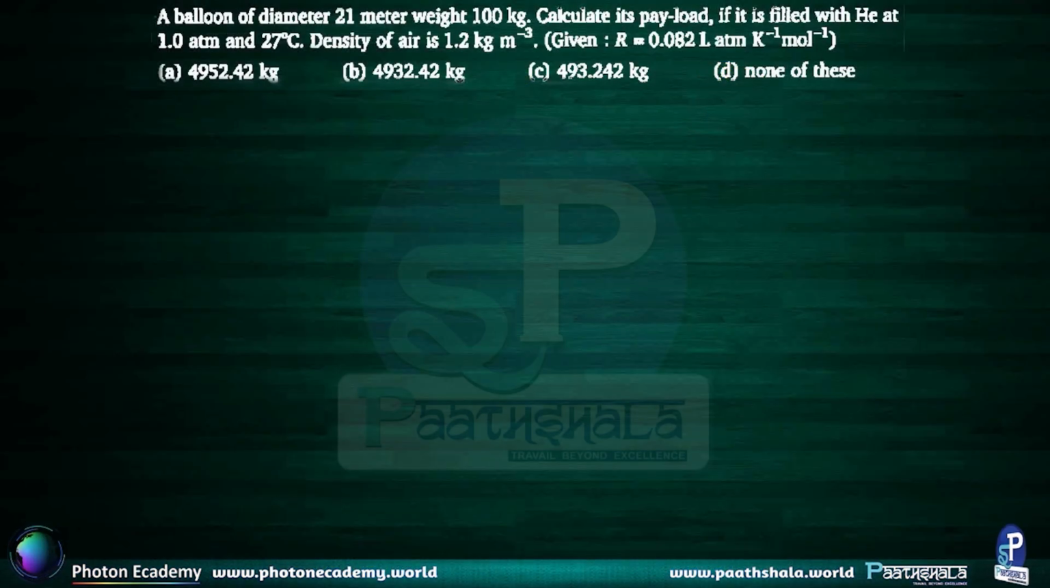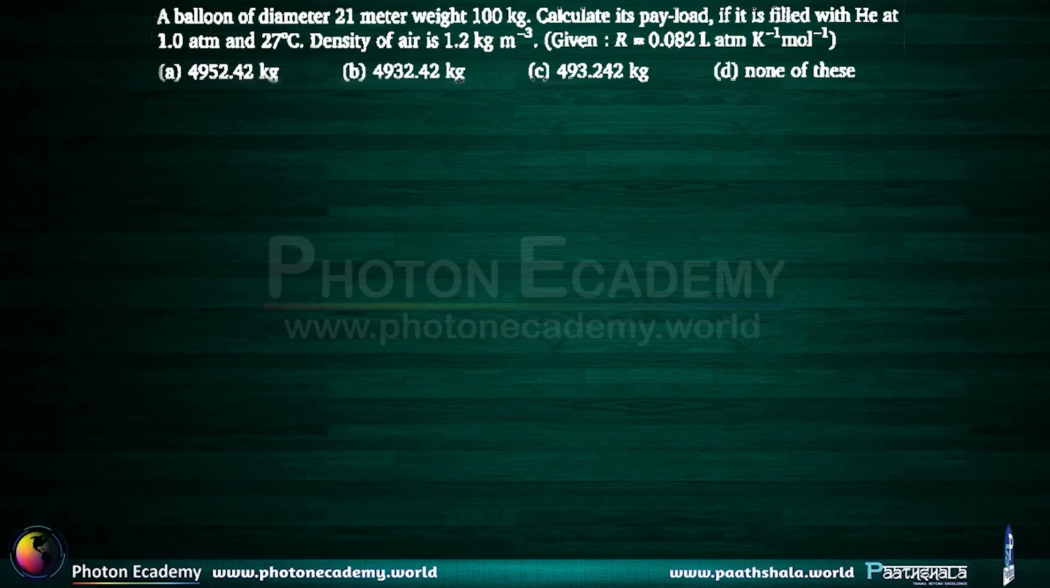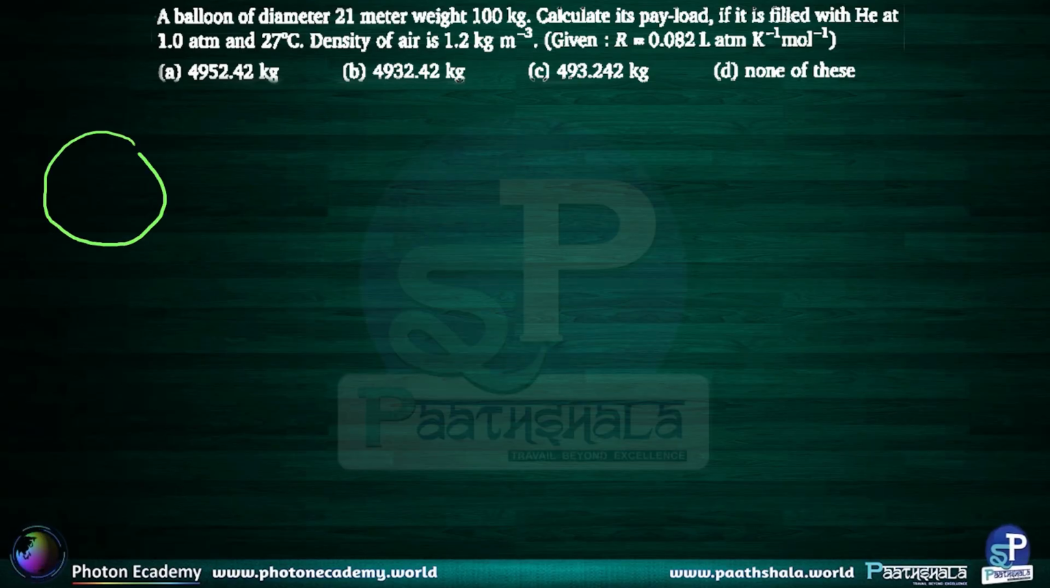A balloon of diameter 21 meters weighs 100 kilograms. Calculate its payload if it is filled with helium at 1 atm and 27 degrees Celsius. Density of air is 1.2 kg per meter cube, given R is equal to 0.082 liter atm Kelvin inverse mole inverse. Now let's consider this to be our balloon, okay?